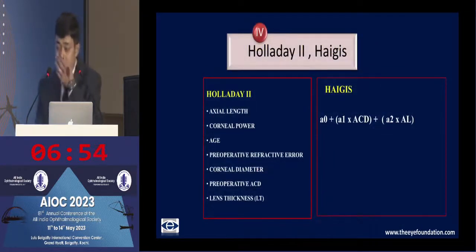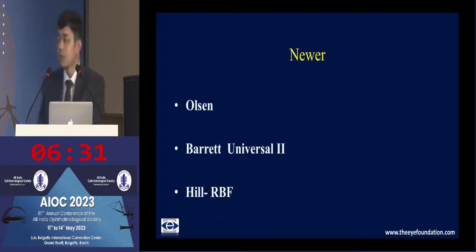The Holladay 2 and the Haigis were definitely improvements where they started showing various other parameters apart from just the axial length and keratometry, like preoperative refractive error, the white to white, the preoperative ACD, lens thickness, all of which were being included for the IOL power formulae. The concept was that when we have more variables, the more accurate outcomes that we are going to get when we do IOL power calculation. But I think more or less now, we've all moved on to these fifth generation IOL formulae, which is the Olsen, Barrett Universal 2 and Hill RBF. And I'll briefly highlight the salient aspect of each of these.